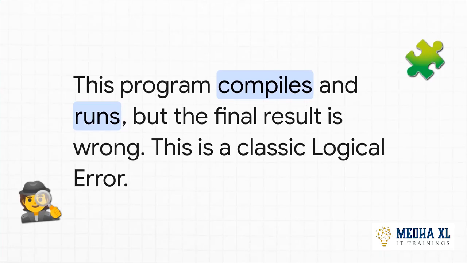All right, here's our patient. We've got a simple program that's supposed to add up some numbers. But when we run it, the final sum is totally wrong. Now, it compiles and it runs, so we know we're dealing with a logical error. The bug is hiding somewhere in that loop. So how do we find it?